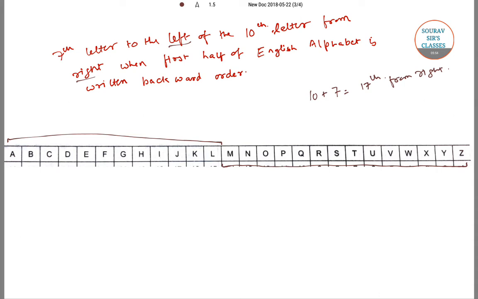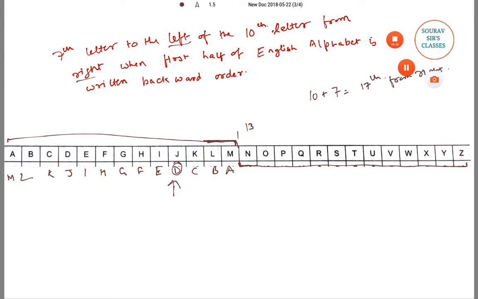But the first half of the English alphabet is written in backward order, so it would be like M, L, K, J, I, H, G, F, E, D, C, B, A, and then the remaining are in the same order. So we have to find the 17th from the right. Up to this it is 13, now 14, 15, 16, 17. So our answer is D.